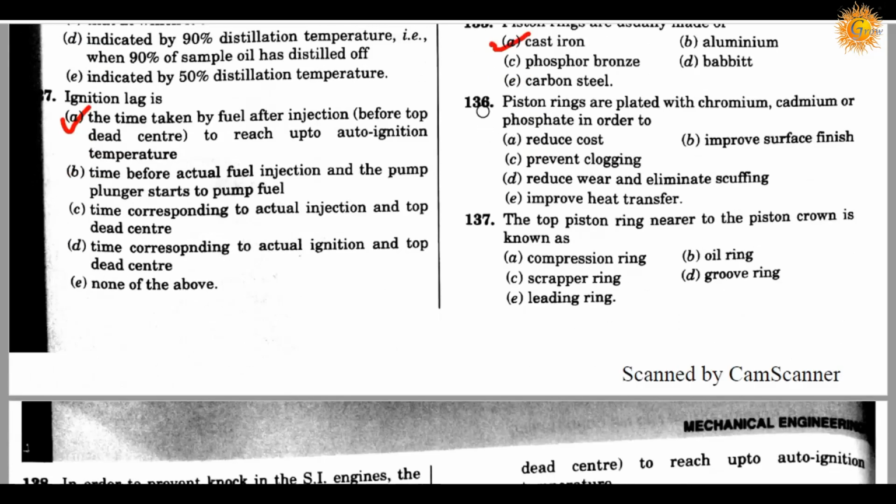Question number 136. Piston rings are plated with chromium, cadmium or phosphates in order to: option A, reduce cost; option B, improve surface finish; option C, prevent clogging; option D, reduce wear and eliminate scuffing; option E, improve heat transfer. So the correct answer is D, reduce wear and eliminate scuffing.